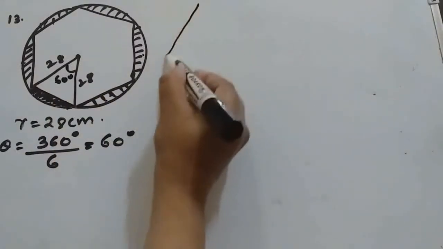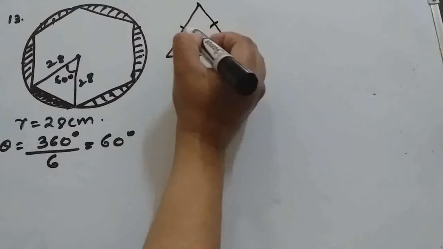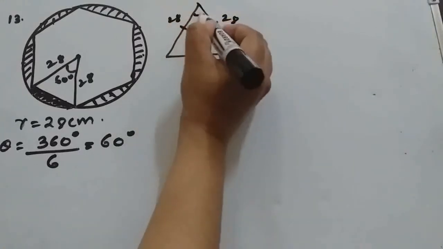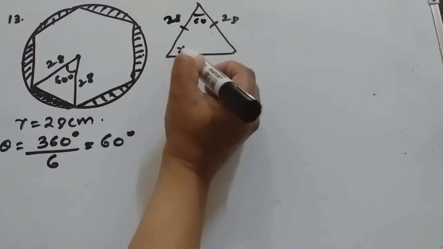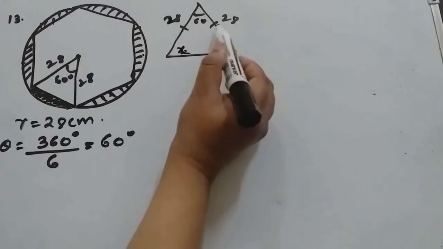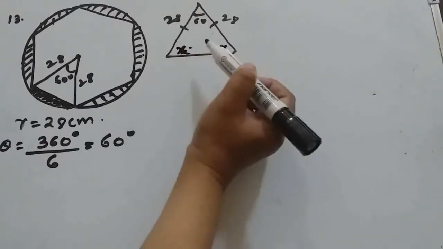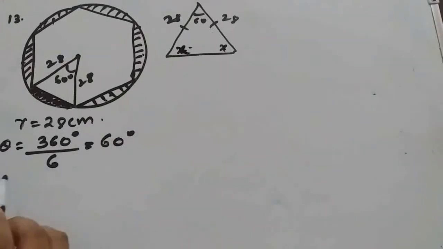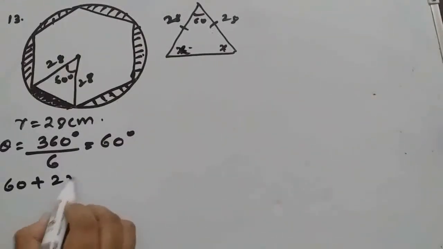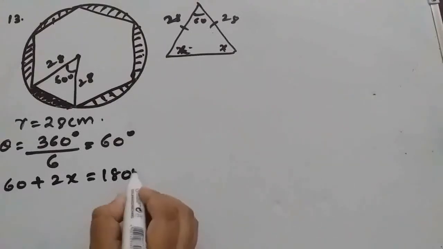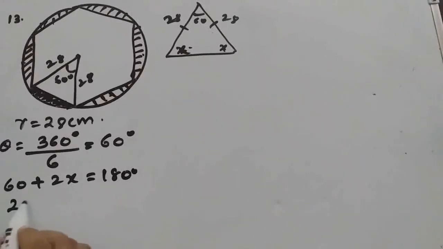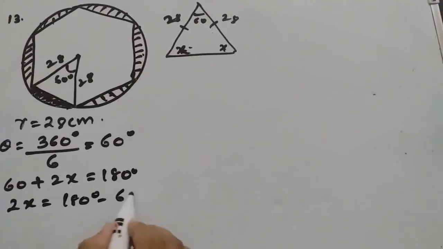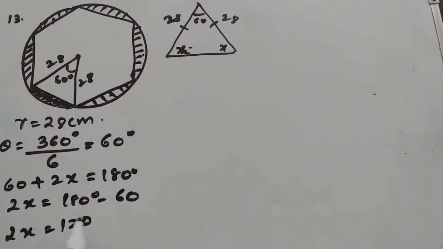So each part will have angle 60 degree. Okay, now we know, see, 28, 28 and this one is 60. By isosceles triangle property, these two angles must be equal. Angles opposite to equal sides will be equal. Okay, so we will find here a value of x. So 60 plus 2x, by angle sum property these three angles will add to 180. So 2x will be 180 minus 60, that is 120. That means x will be 60 degree.